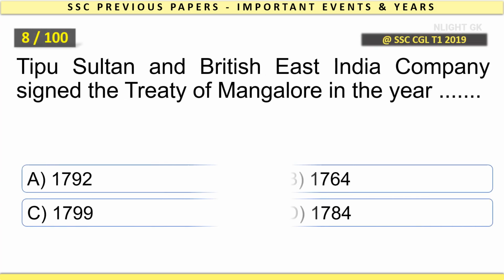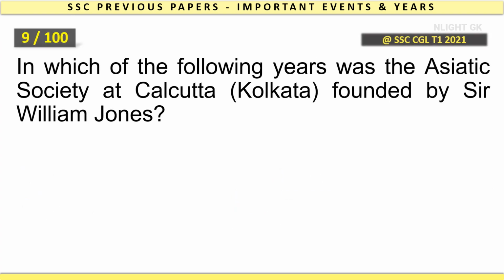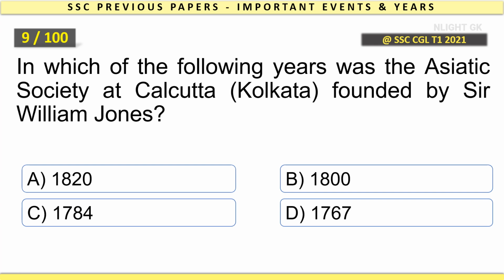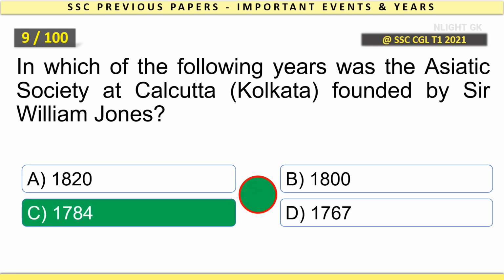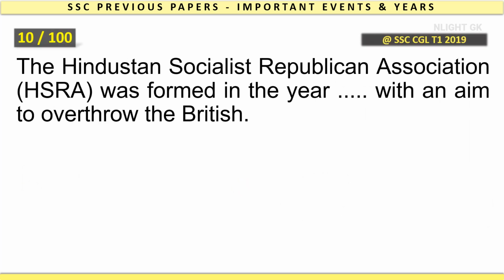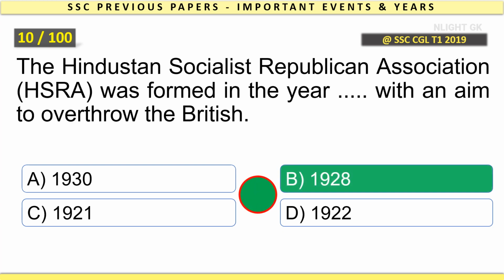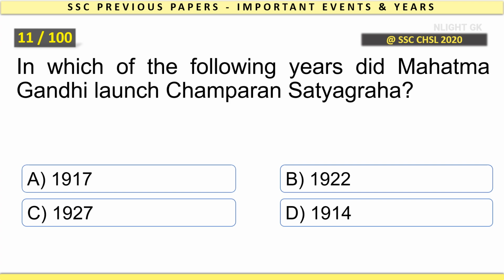Tipu Sultan and British East India Company signed the Treaty of Mangalore in the year 1784. In which of the following years was the Asiatic Society at Calcutta founded by Sir William Jones? 1784. The Hindustan Socialist Republican Association, HSRA, was formed in the year dash with an aim to overthrow the British. In 1928.